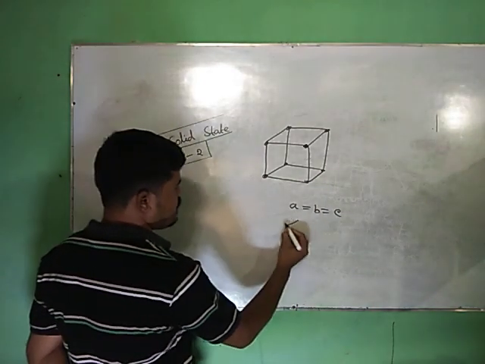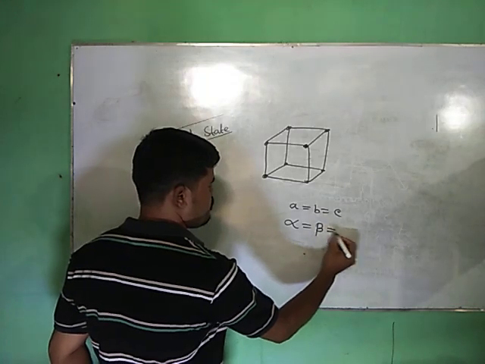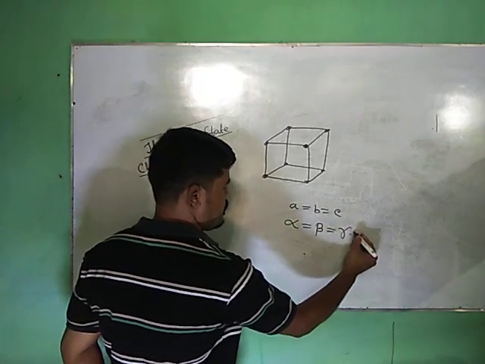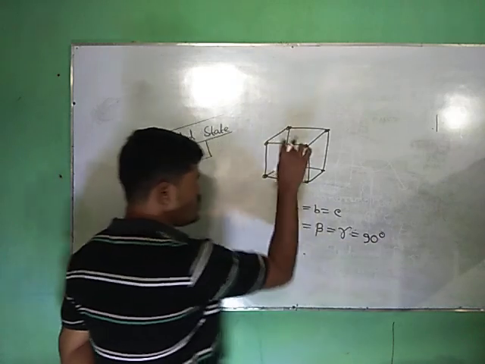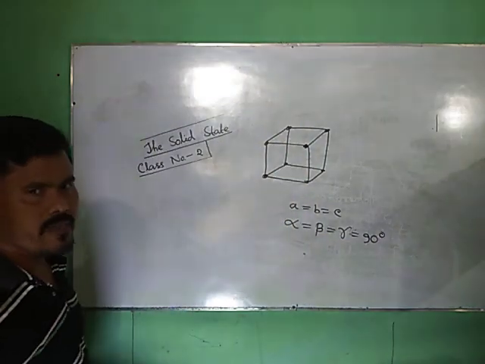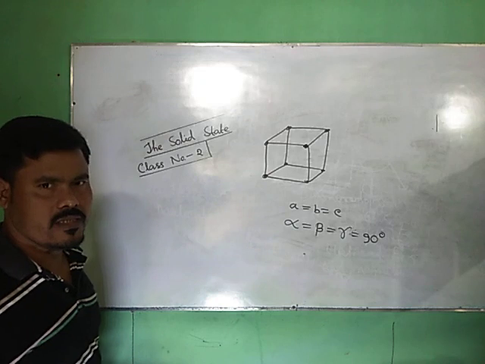Next, the angles are also the same, and it is 90 degrees. So this shape is called a cubic shape. So it is a cubic in itself.